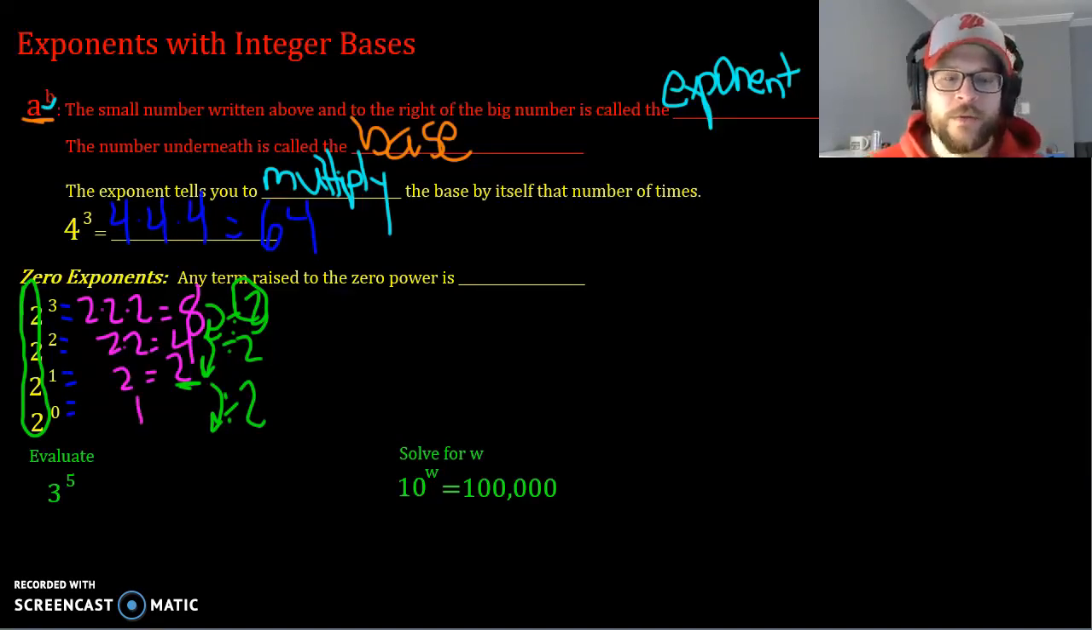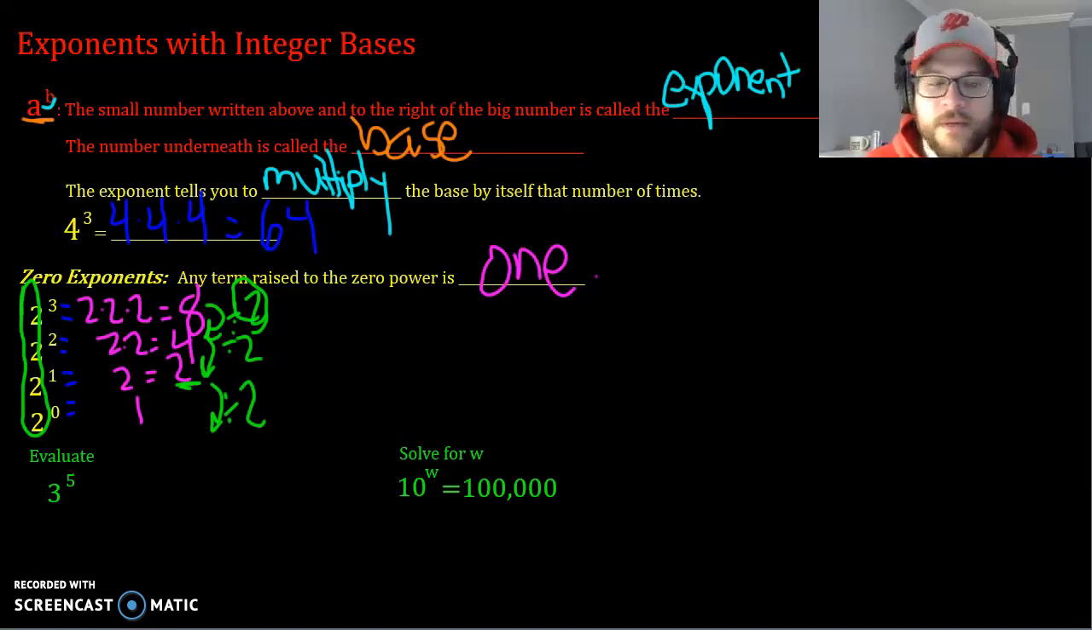And this pattern is going to work with every single base that is raised to the 0 power, or has a 0 exponent. So anything raised to the 0 power is always going to be equal to 1, no matter what. Positives, negatives, fractions, irrational numbers, rational numbers, anything to the 0 power is going to be equal to 1.